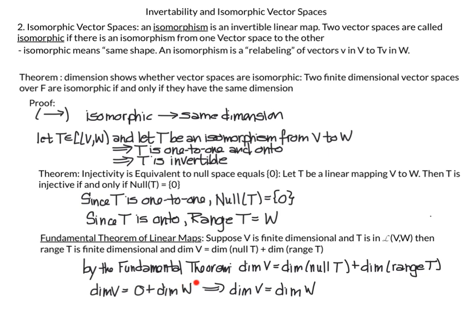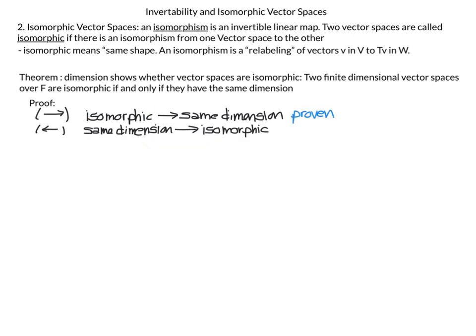And just a reminder, a dimension of a single vector is 1. The dimension of the 0 vector, which is just a point, right? So if you think of the x, y coordinate, it's just a single point. So the dimension of that single point is 0. So that's our proof in the forward direction, that if we have isomorphic vector spaces, then their dimensions are equal. So this forward direction is proven.